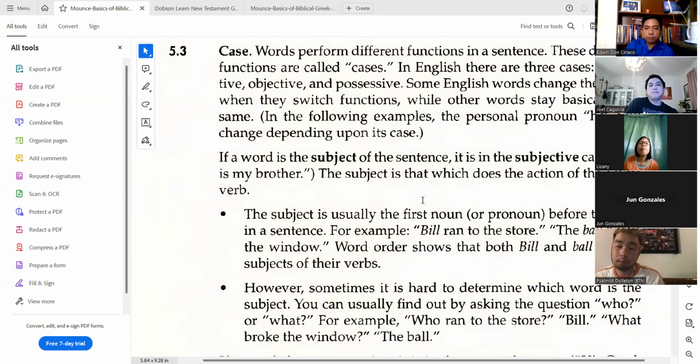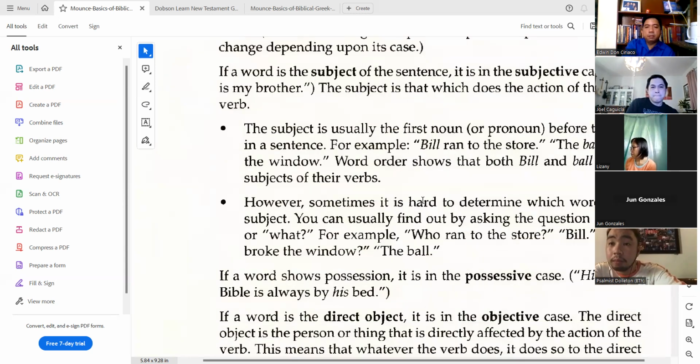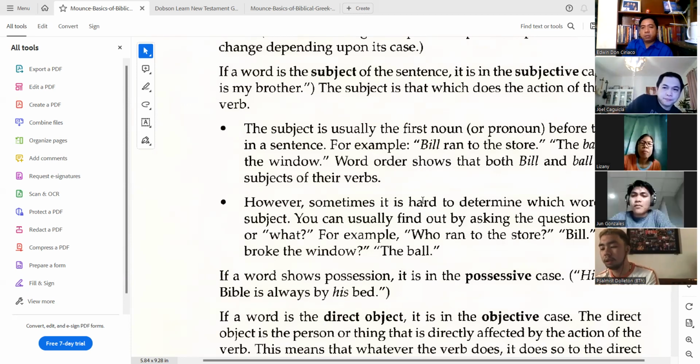Okay? For example, in this one, the subject here is Bill. Bill ran to the store. Or the ball broke the window. Of course, in reality, the ball could not do it on its own. Perhaps it is a softball or a basketball that just hit the window. So the ball broke the window. You may say that the window is made of glass. So the noun is the ball. The word order shows that both Bill and ball are the subject of their verbs.